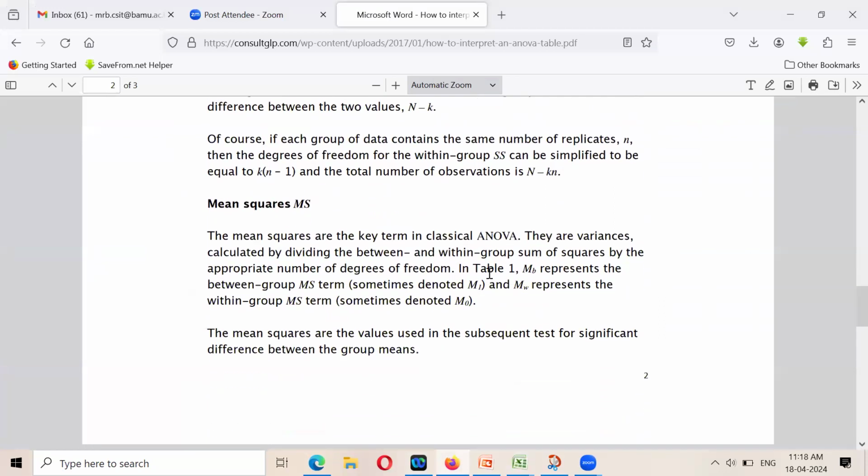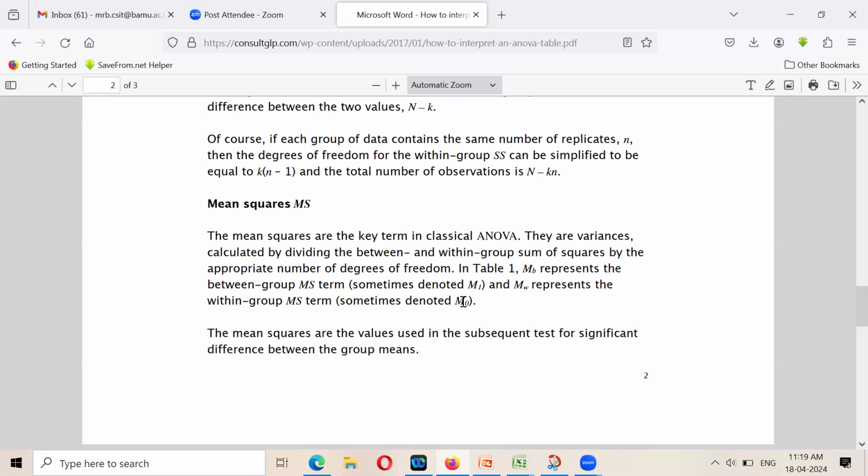Mean square. The mean squares are the key terms in classical ANOVA. They are variances calculated by dividing the between and within the group sum of squares by the appropriate number of degrees of freedom. Okay, means what? From the sum of squares and degrees of freedom, we are calculating the mean squares. These are the actual internal calculations that ANOVA has. When we click on one way ANOVA, we get the final summary table.